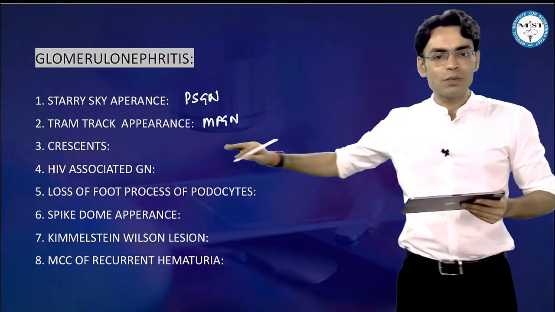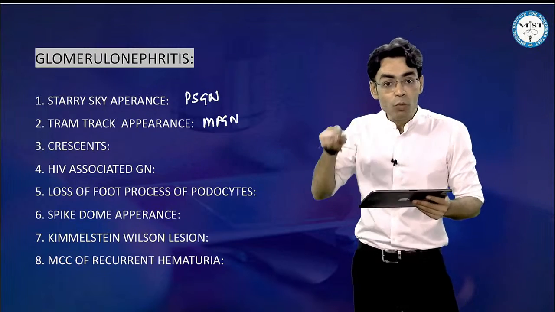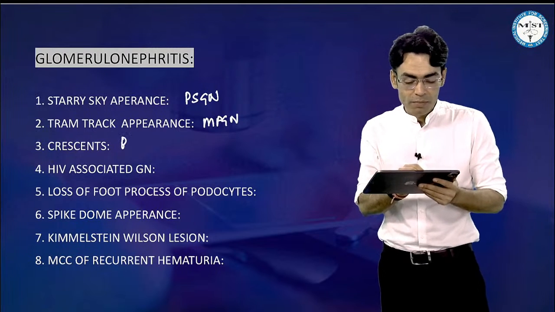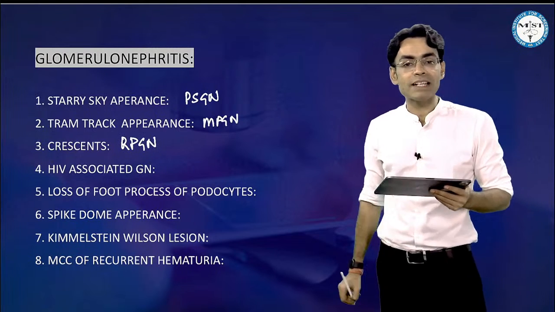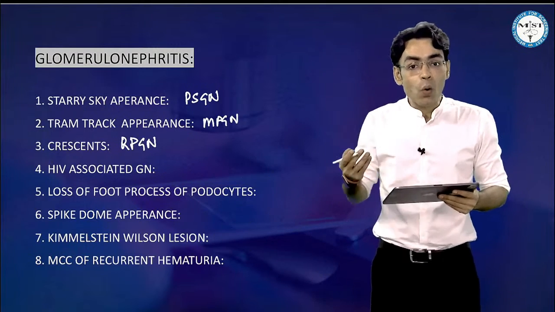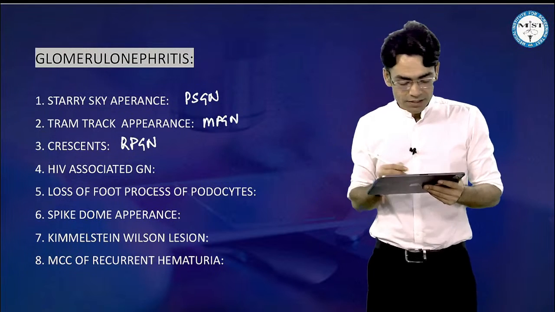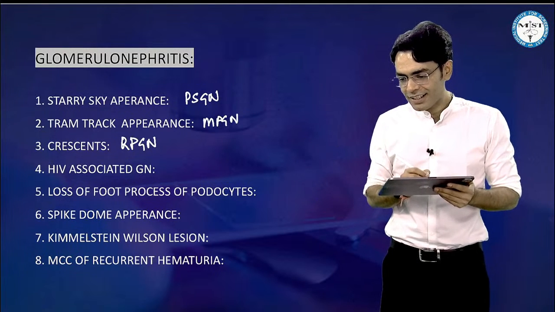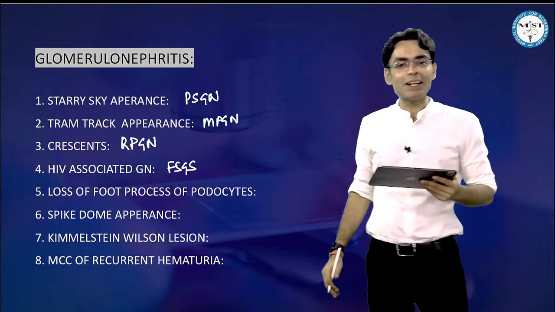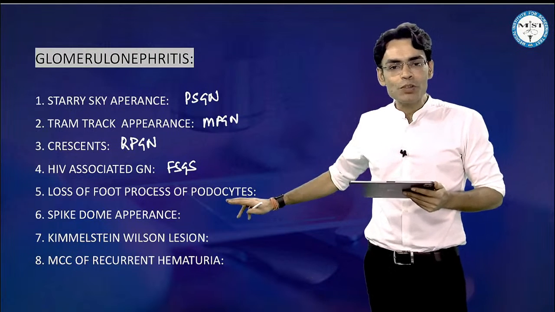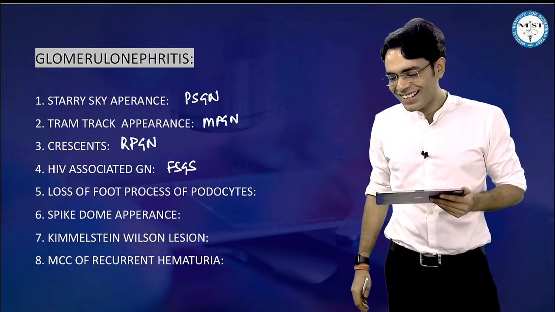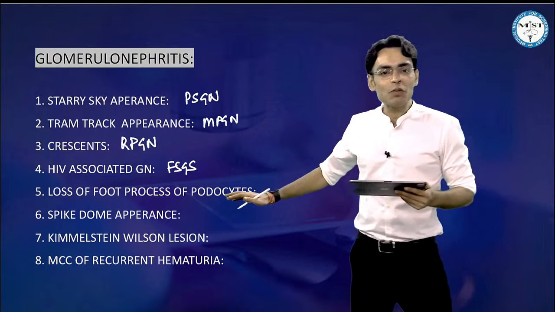Now, when we are talking about crescents, they're half-moon shaped structures. And you are right, yes, it is going to be rapidly progressive glomerulonephritis. HIV associated glomerulonephritis, which is seen in adults. Yes, this is going to be FSGS, focal segmental glomerulosclerosis. Loss of foot processes of podocytes. Yes, very good. Loss of foot processes of podocytes.